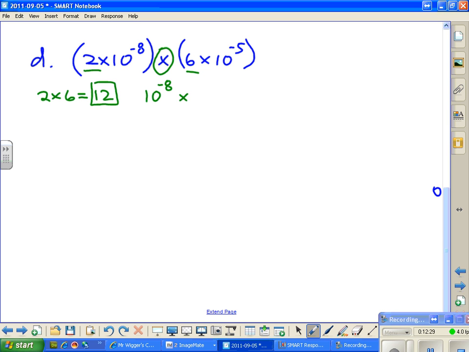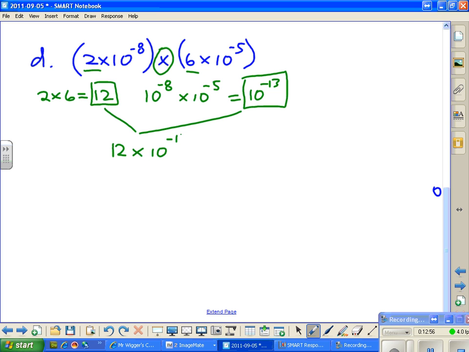by 10 to the minus 5. By the way, the 12 is our partial answer. Now we add the exponents, so they keep the signs that they have. And so our exponent at the end here is going to be 10 to the minus 13. All right, now that's the other partial answer. And we're going to bring those together over here, and it's going to be 12 times 10 to the minus 13. Now, the decimal is going to have to move, and the decimal is going right here.